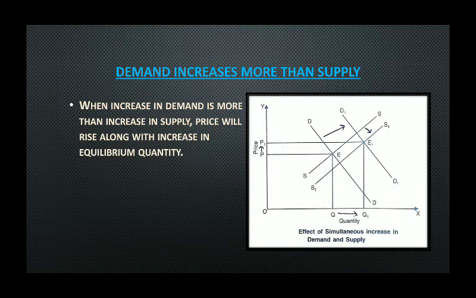Now, demand and supply both increasing means rightward shift. So demand increases, say here you can see that DD is shifting to D1D1, and supply is also increasing. So SS shifting rightward to S1S1. Now, from the diagram, it is very simple and clearly observable that shift of demand is more than shift of supply.